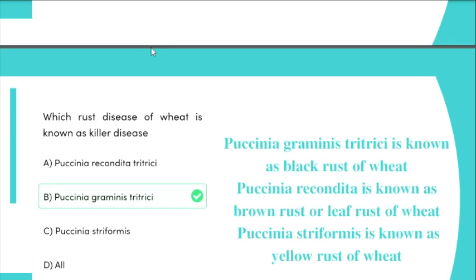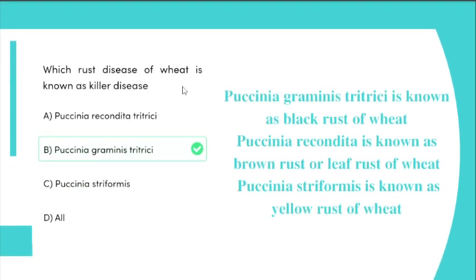Next question: which rust disease of wheat is known as killer disease? Puccinia graminis tritici is the right answer. As we know, Puccinia graminis tritici is known as black rust of wheat. Puccinia recondita is known as brown rust or leaf rust of wheat, and Puccinia striiformis is known as yellow rust of wheat.